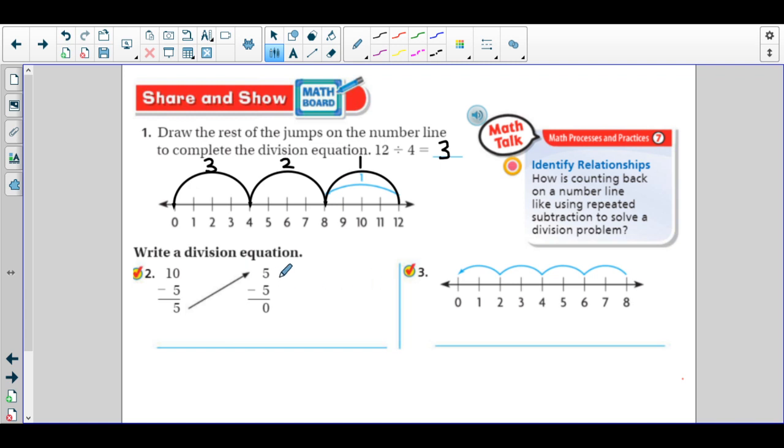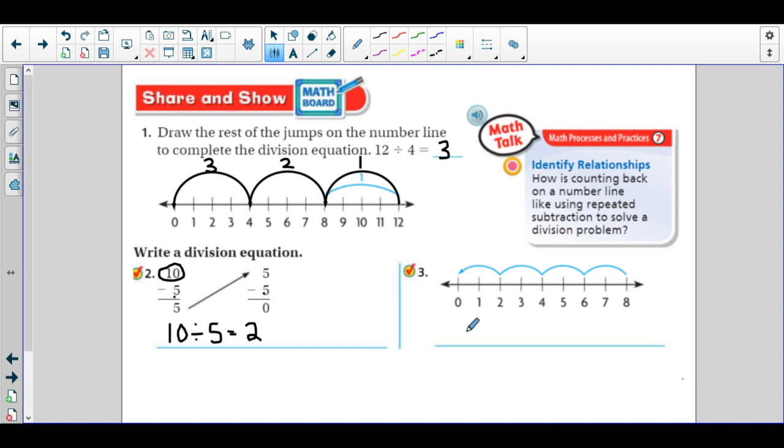All right, so now we need to write the division equation. What is being represented here? Well, this is the number that we started with. So that is the number that we're going to start with right here. This is the number that keeps getting subtracted. So that is the number that's going to go right here. And then how many times did we do it? 1 and then 2.